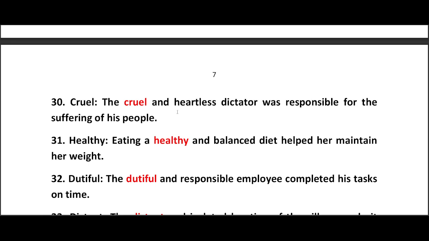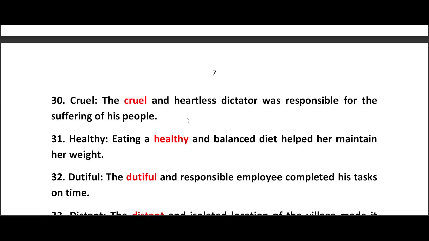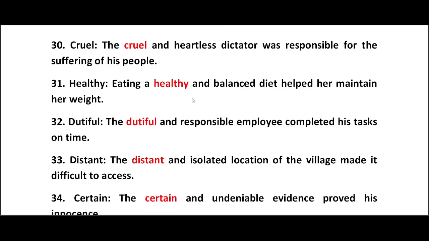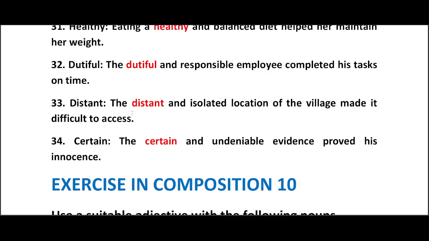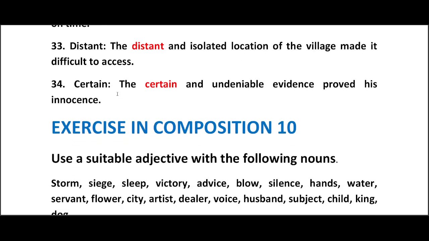Cruel. The cruel and heartless dictator was responsible for the suffering of his people. Healthy. Eating a healthy and balanced diet helped her maintain her weight. Dutiful. The dutiful and responsible employee completed his tasks on time. Distant. The distant and isolated location of the village made it difficult to access. Certain. The certain and undeniable evidence proved his innocence.